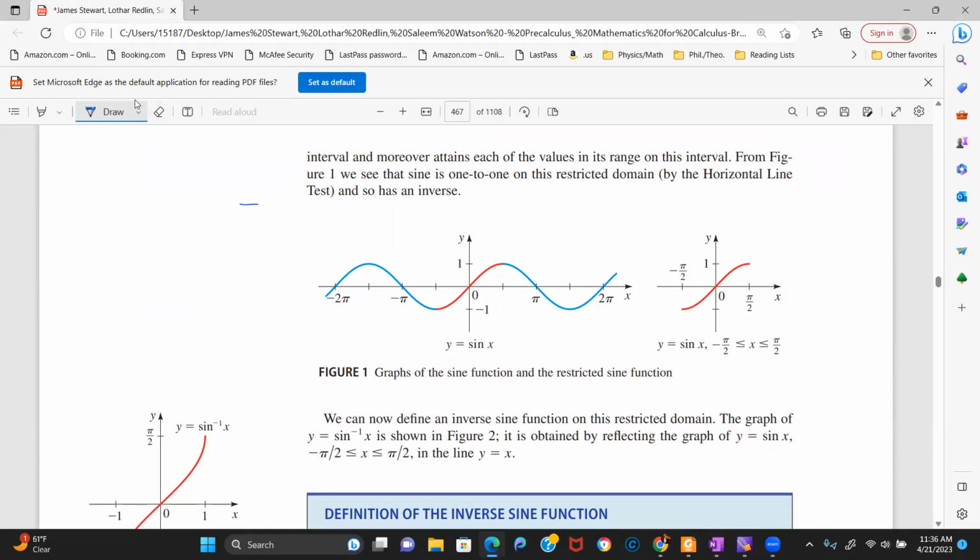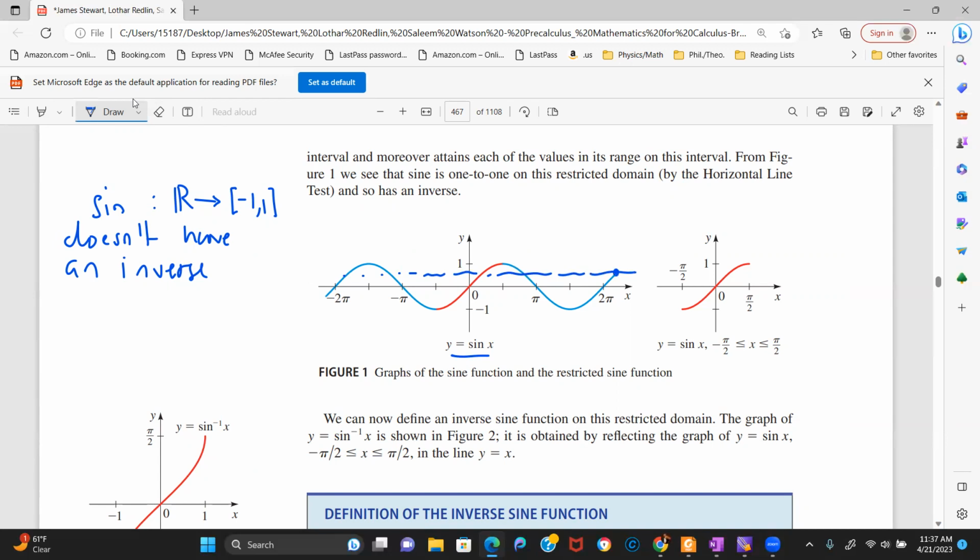So now if we look at these graphs, yes, it's true that sine as a function from R to [-1, 1] doesn't have an inverse. You can see here's a horizontal line. It's going to intersect at infinitely many spots, all the way down. That's just one; there are lots of horizontal lines.